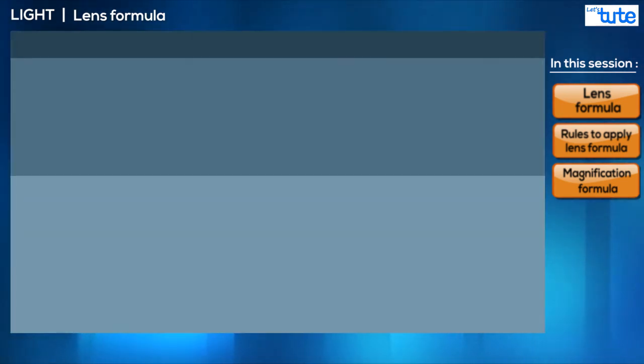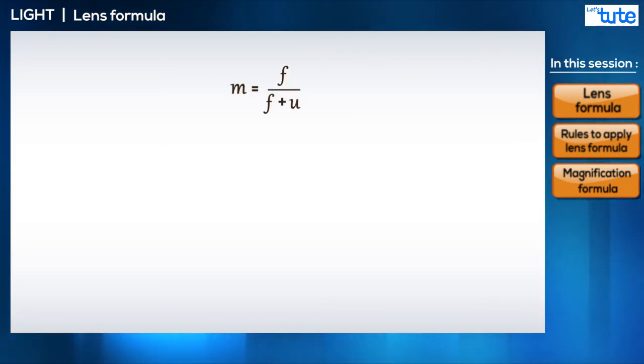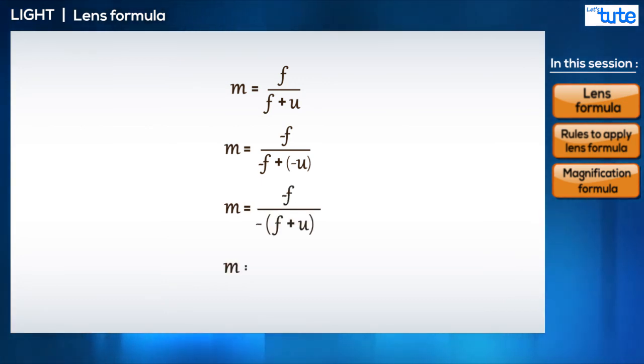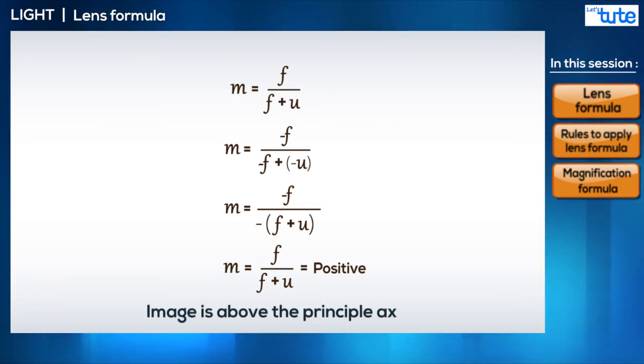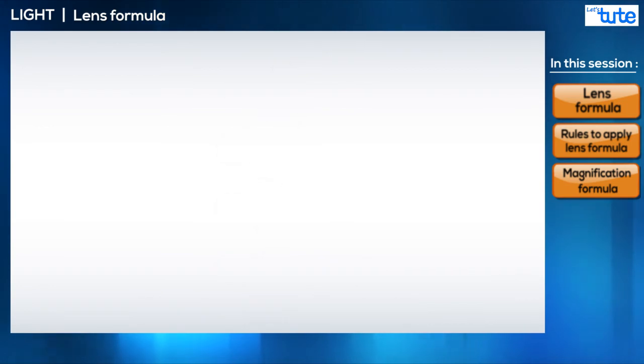Well, let's look at this new formula we derived. For concave lens, the focal length is negative, so the numerator is negative. Both the focal length and the object distance are negative, and so the denominator is also negative. Thus, the fraction as a whole is positive. This means the image is formed above the principal axis, which makes sense as the image is virtual and thus must be erect.